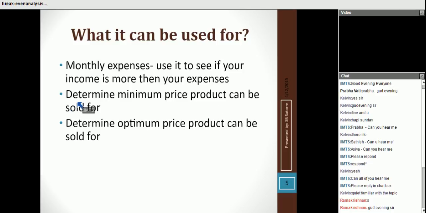Product can be sold for, right? Like some organization have made a product, right? And then they are in the process of fixing the price of that product, right? So this break even point analysis is a very good method for fixing the price of a product.